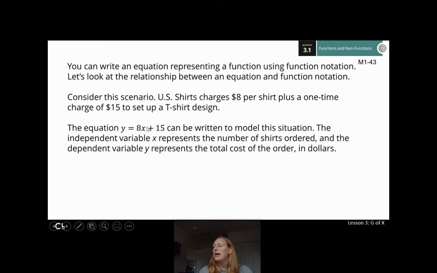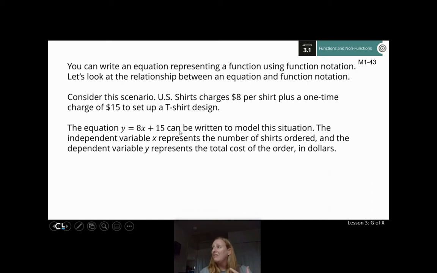So we can write this lovely equation here. y equals 8x plus 15, right? Here's our $15, no matter how many shirts we get, and then 8 times however many shirts we get, because it's 8 per shirt. So this equation, y equals 8x plus 15, can be written to model this situation.